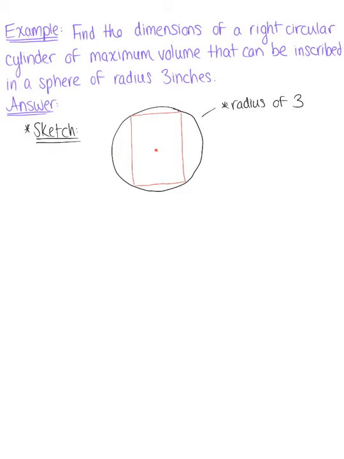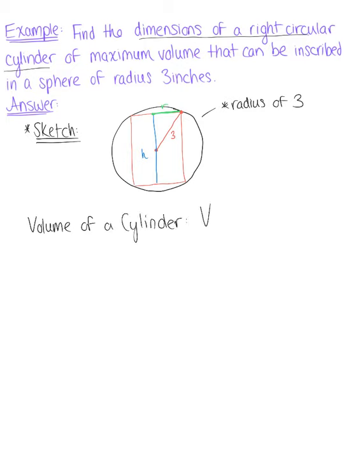So we can say from that center point to any point on the circle is that radius of 3. We can say that this, from top to bottom of the cylinder, is the height of the cylinder. And then from the top, middle, all the way to that adjacent point is the radius of our cylinder. And so we want to find the dimensions of that right circular cylinder. So we know that the volume of a cylinder is defined as pi r squared times the height.